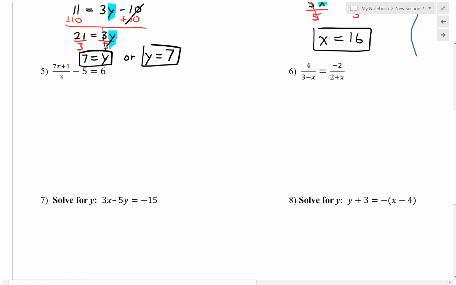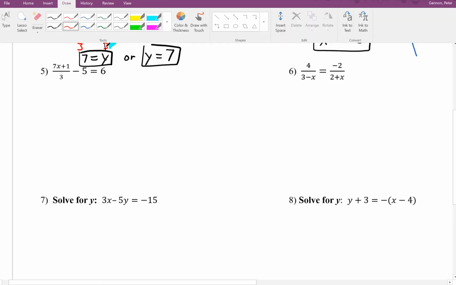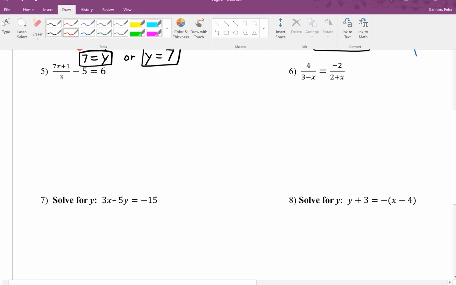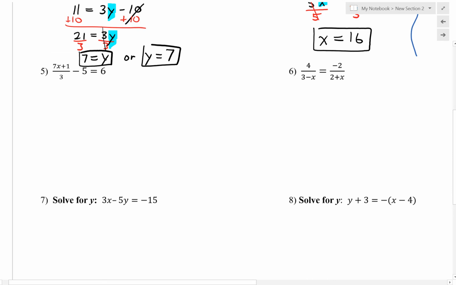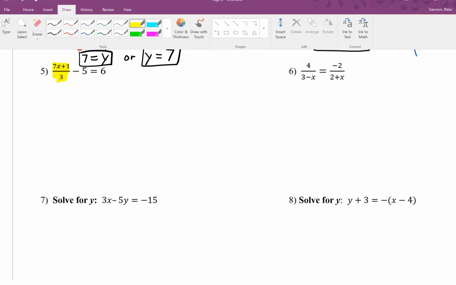All right, let's take a look at another example. So now if we take a look at number 5. In a question like 5, we have a fraction involved here, but it's a little different than the previous fraction. We have 7x plus 1 over 3 minus 5. In this situation, I'm going to work to get that by itself first. So the expression or the term containing the variable, we're going to isolate that.